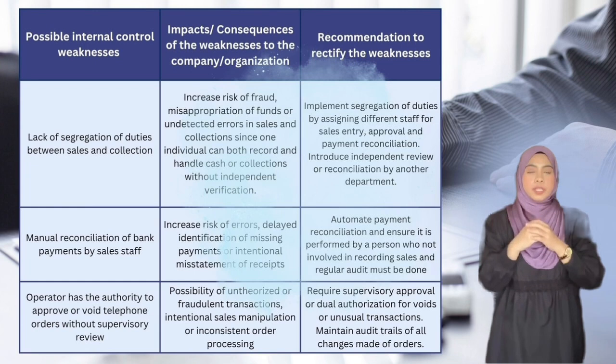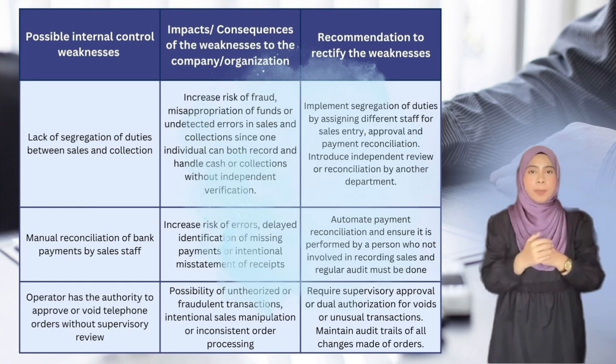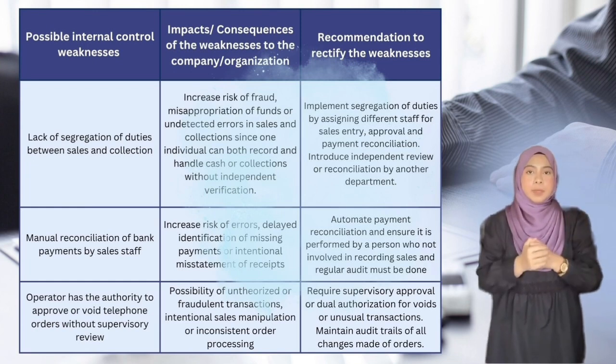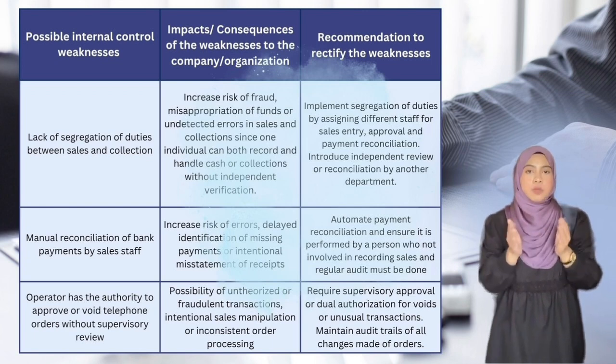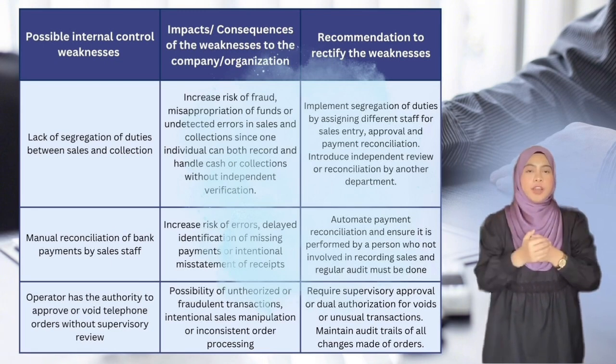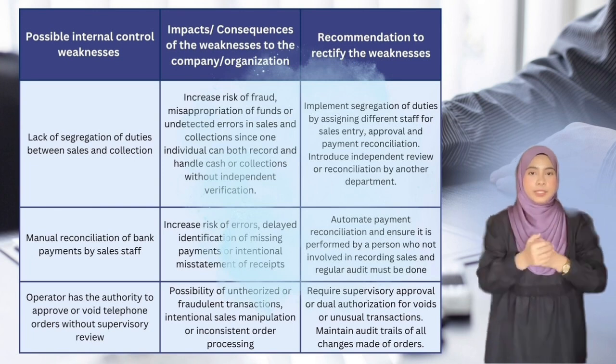Next, the second weakness is manual reconciliation of bank payments by the sales staff. This method increases the risk of human error, delayed identification of missing payments, or even intentional misstatements of receipts. To rectify this, payment reconciliation should be automated and performed by someone who is not involved in recording sales. This will minimize bias and reduce errors. On top of that, a regular audit should be conducted to ensure everything is accurate and complete.